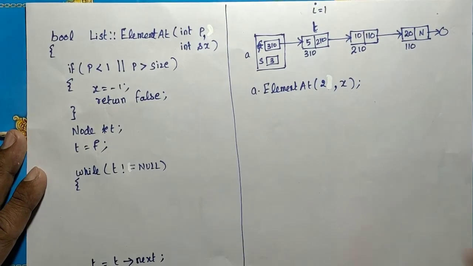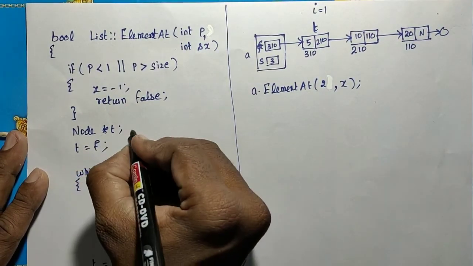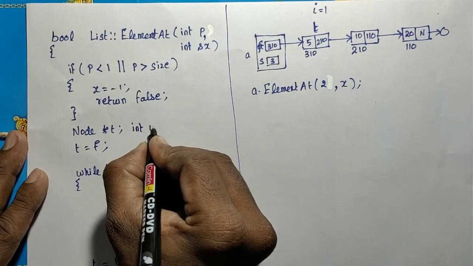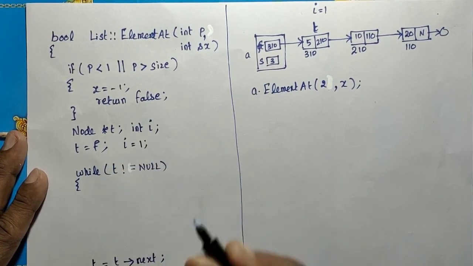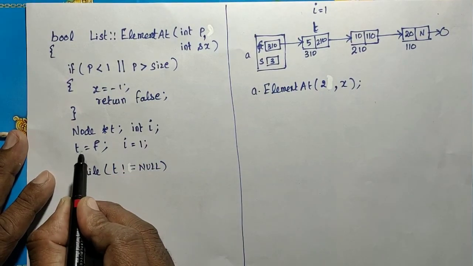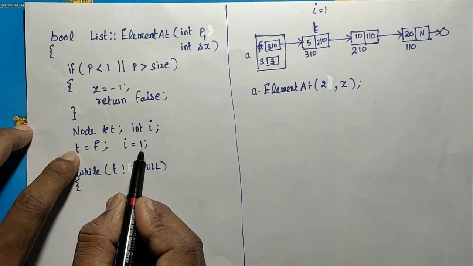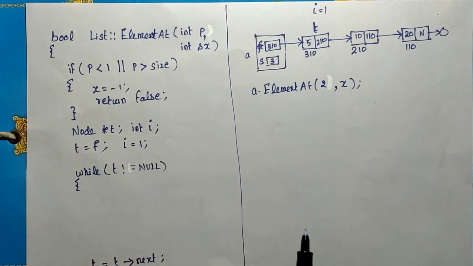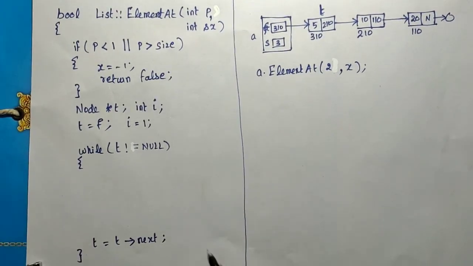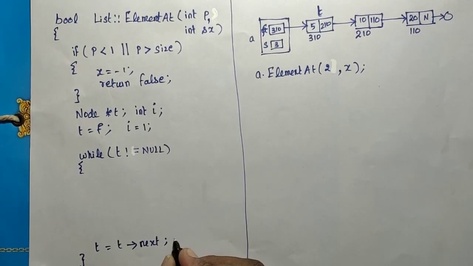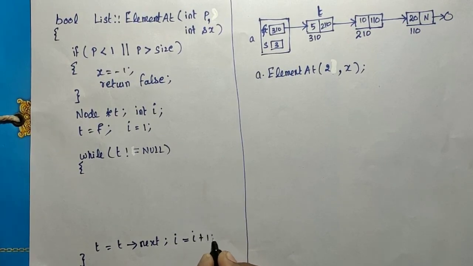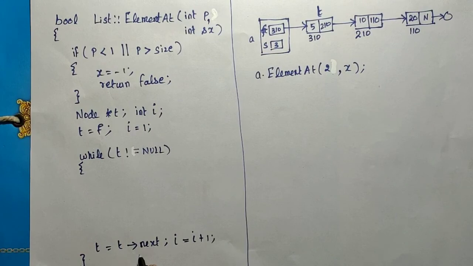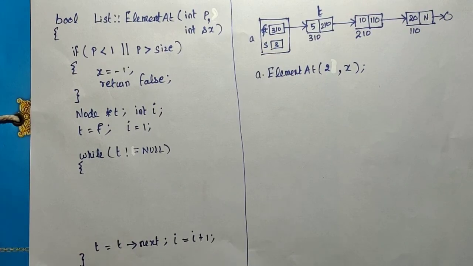So here while initializing T, we are going to use another variable I, starting from 1. It means when T is pointing to F, I is pointing to 1. So T is the first node, like that. Whenever we are incrementing T, at that time I is also incremented, that is I equal to I plus 1. So T moves to the next node, and I also moves to the next node.